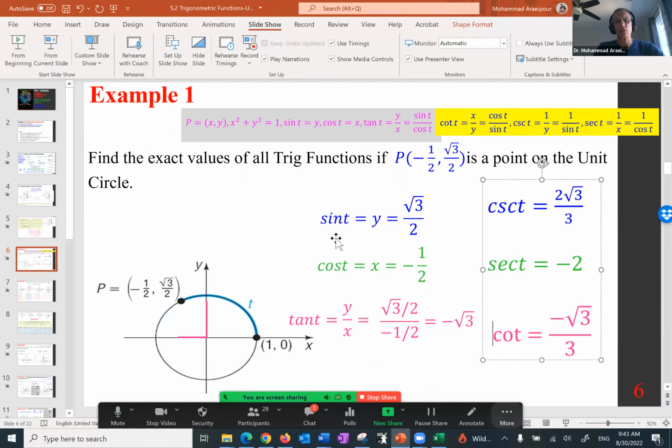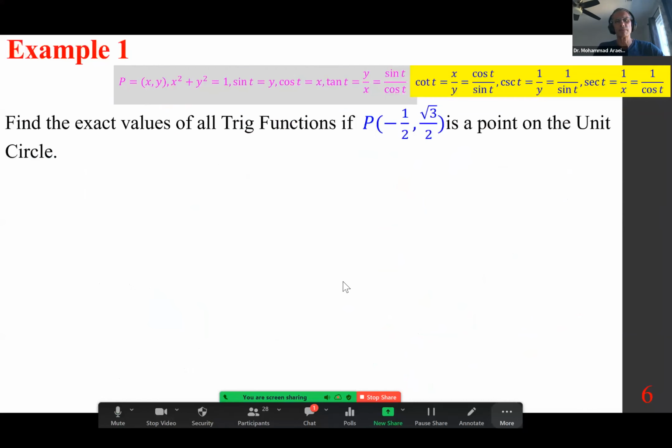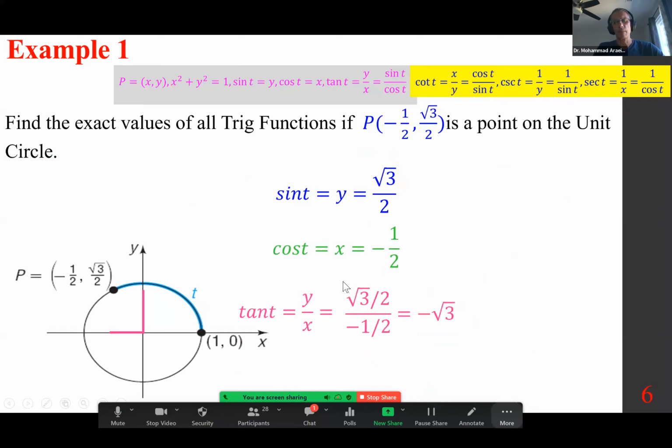Sorry, it didn't look good. I just wanted to make sure it does. All right.